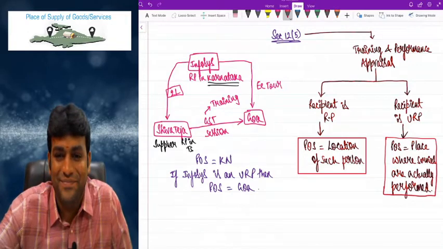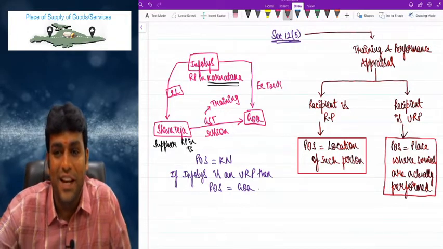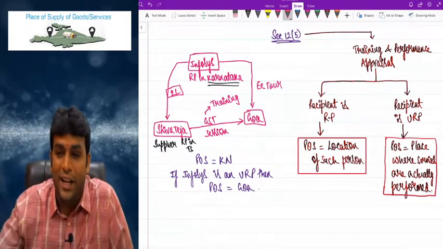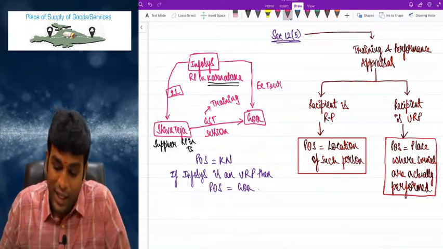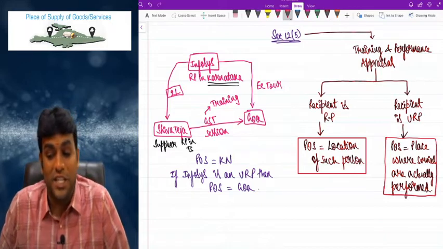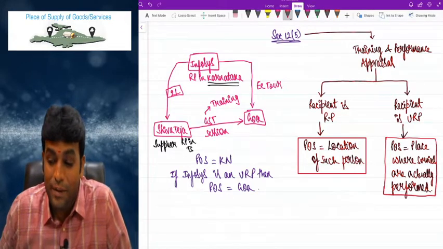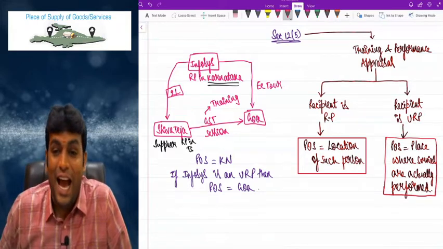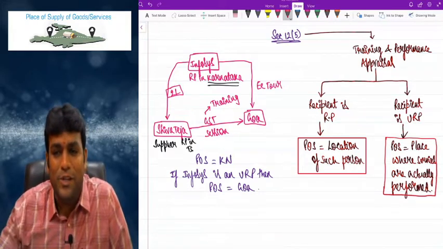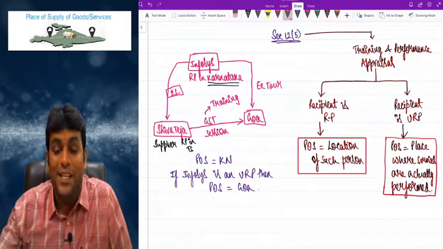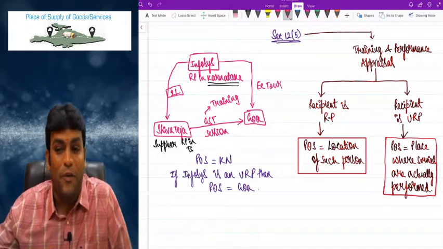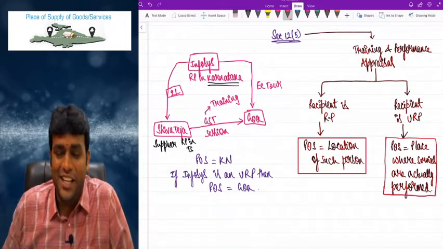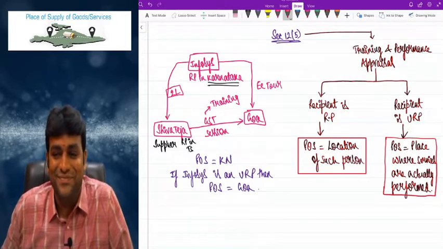It came in the exam, so I want to write it very properly, sir. Which section is all this, by the way? Section 12.5, which talks about training and performance appraisal, which very clearly says if the receiver is a registered person, then place of supply will be the location of such person. Whereas if the receiver is an unregistered person, then place of supply will be the place where services are actually performed. Take this. Interesting and of course important.